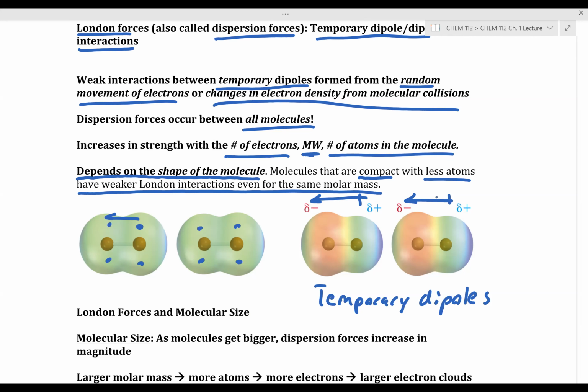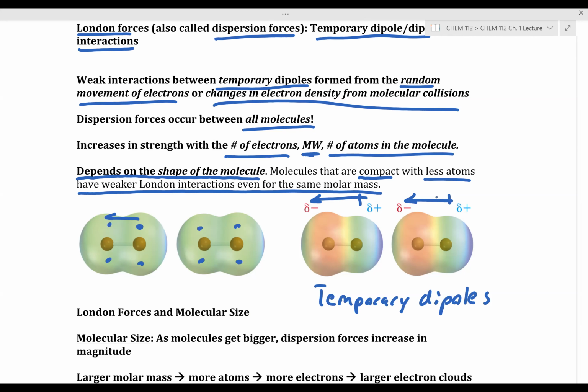Does that make sense to everyone? Okay. These are very fleeting events. These occur in the fraction of picoseconds to nanoseconds. These are not very long-lived. And that's why they're so weak, because they're so short-lived.